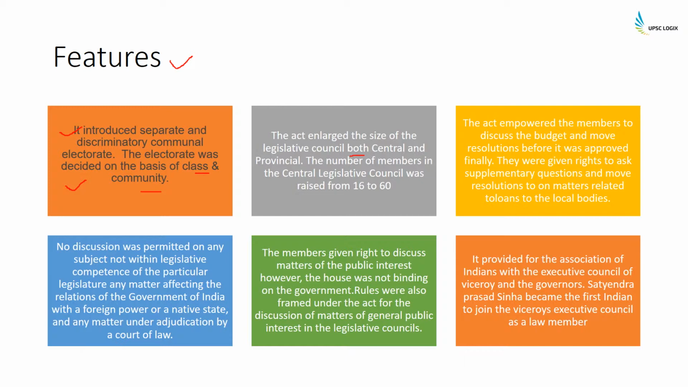the members of the central legislative council were increased from 16 to 60. Then point number three was that the act empowered the members to discuss the budget and move resolutions before it was finally approved. So this was an extension of the 1892 Act, which allowed the members to have a look at the budget but not make any recommendations.